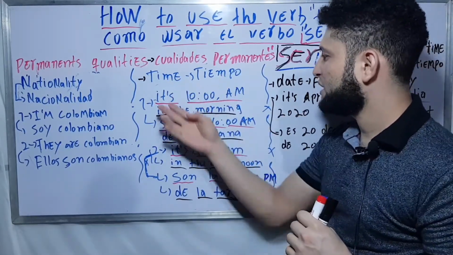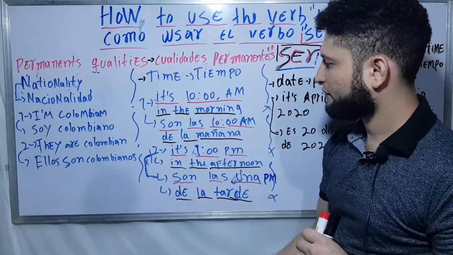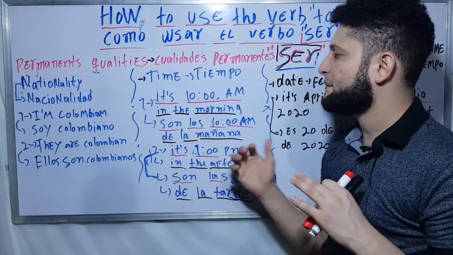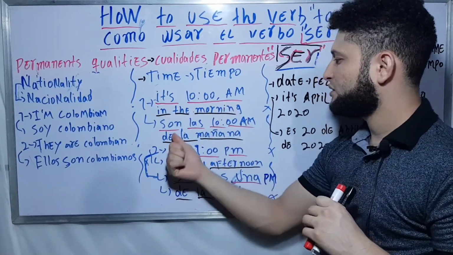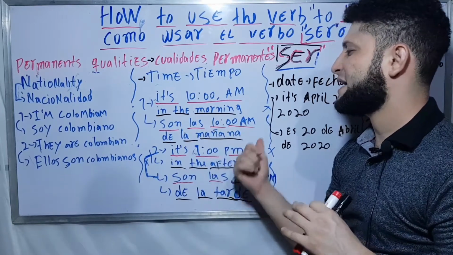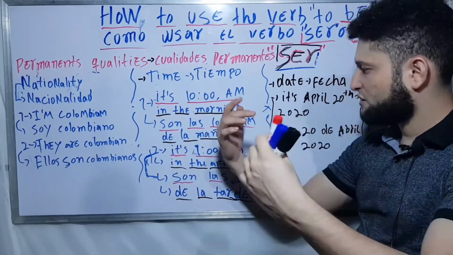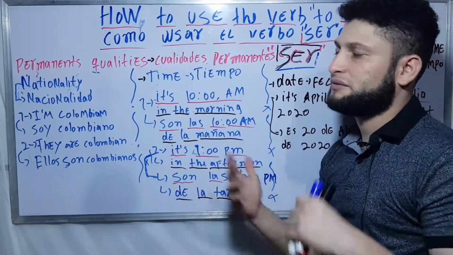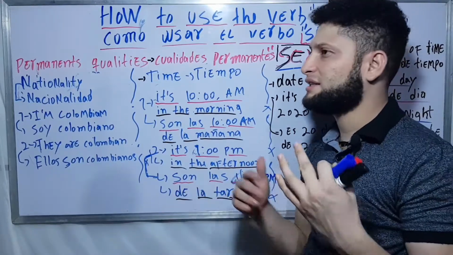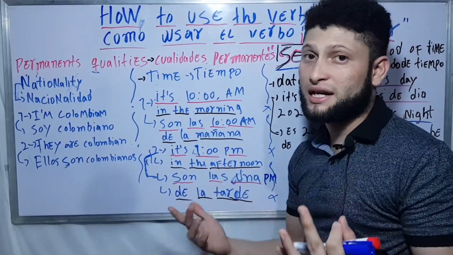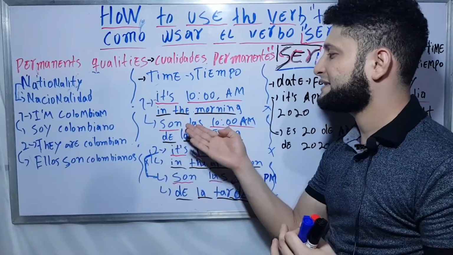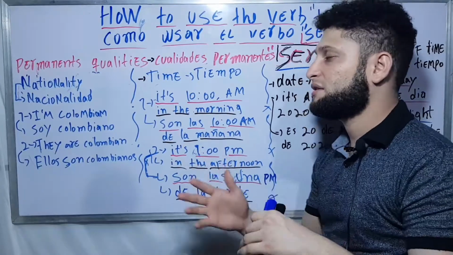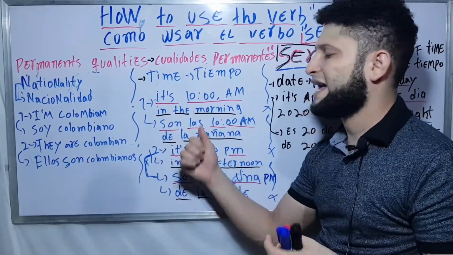Time, "tiempo." It's 10 a.m. "Son las 10 a.m." Something that I would like to mention is that all the time, when you want to say the time, if someone asks you, "Hey, what time is it?" the translation is "¿Qué hora es?" You will say "son las." It doesn't matter if it's 1 a.m. or 1 p.m., you will say "son las" all the time.